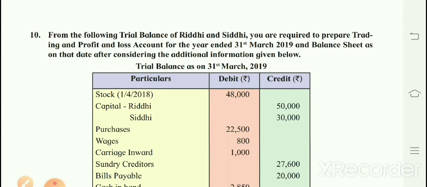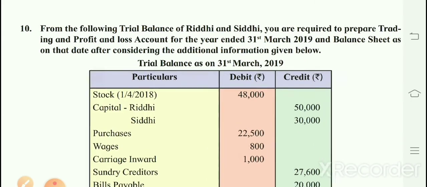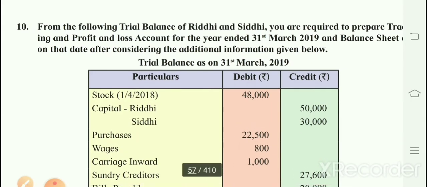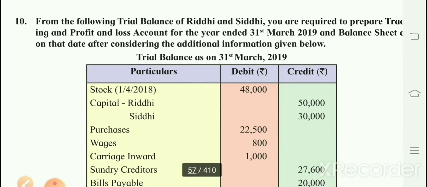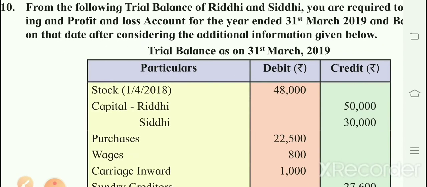Today we are going to understand illustration number 10 from Partnership Final Accounts. So let's start. From the following trial balance of Riddhi and Siddhi, you are required to prepare trading and profit and loss account for the year ended 31st March 2019 and balance sheet as on that date after considering the additional information given below. Trial balance as on 31st March 2019 is given to us.